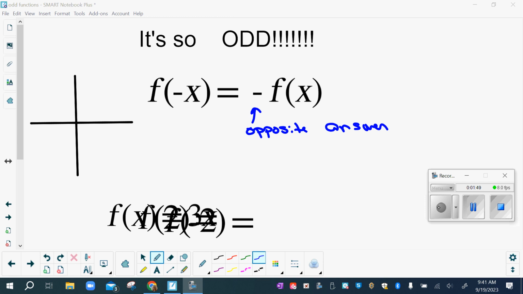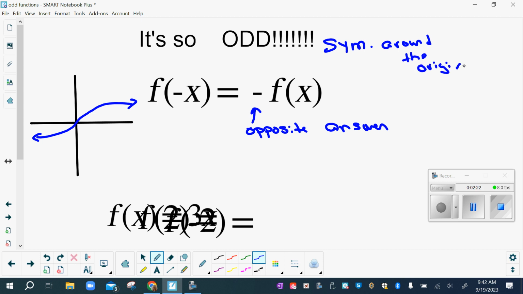Let's start here. On your piece of paper, make a little coordinate plane, just a little baby one. And do me a favor, draw a graph that looks something like this. That is an odd function, because if you remember what odd functions are, they're the ones that spin around the origin. They are symmetric around the origin. They're little spinny dudes.